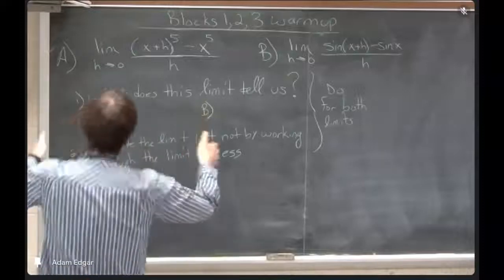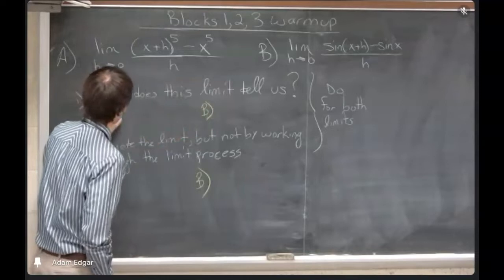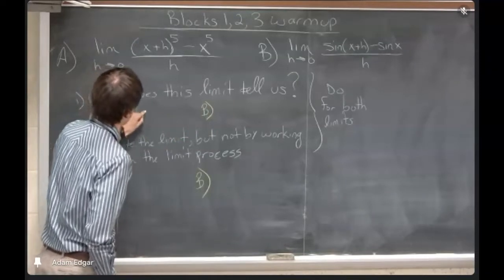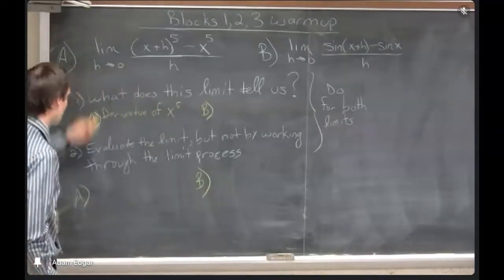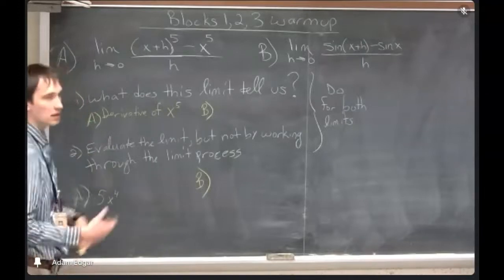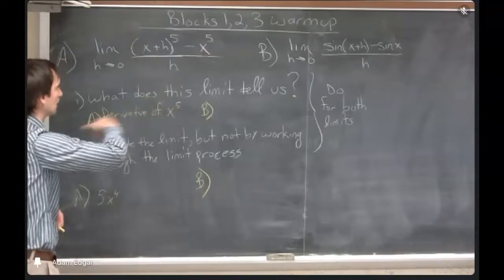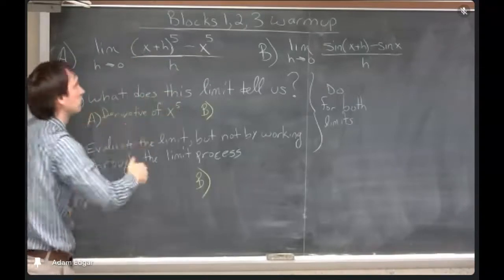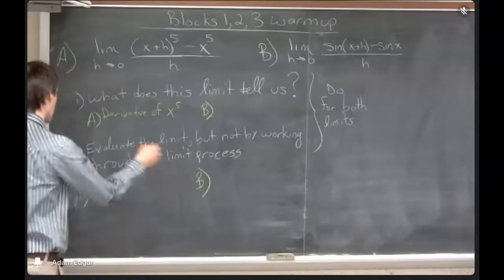Know what I mean? Derivative. So this is the derivative of x to the fifth, which means the limit is 5x to the fourth. Done. If you have an actual number here, so instead of x plus h, it's 7 plus h minus 7 to the fifth, then you would get the derivative and then plug in 7 and see what you get.